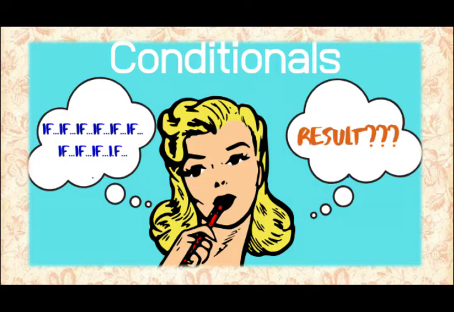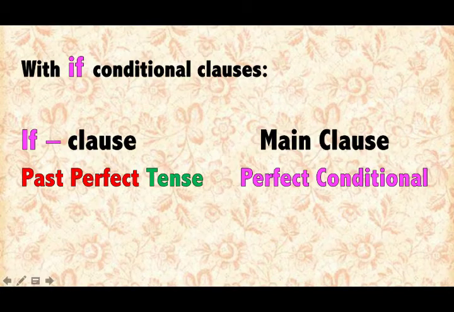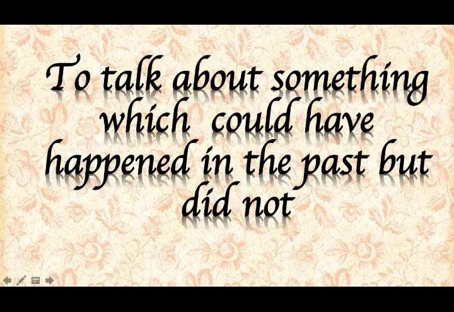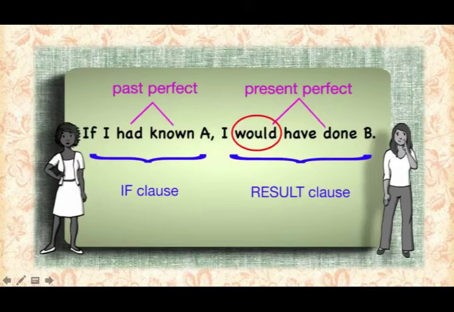In third conditional sentences, we use the past perfect with if conditional clauses. This is the form: if clause plus the main clause. The if clause goes in past perfect tense and the main clause goes in perfect conditional. We use the if conditional clause with past perfect to talk about something which could have happened in the past but didn't. For example, if I had known A, I would have done B. The past perfect is in the first sentence.